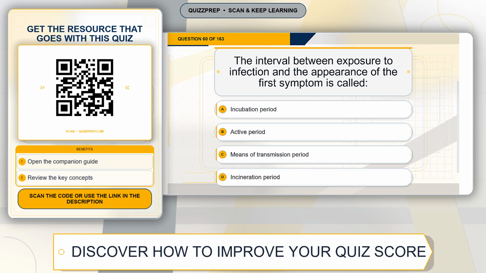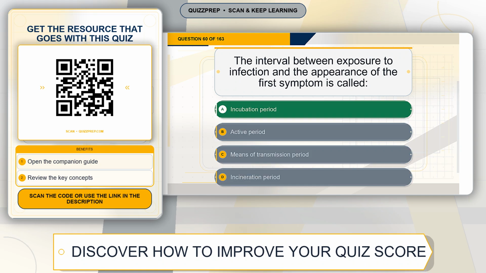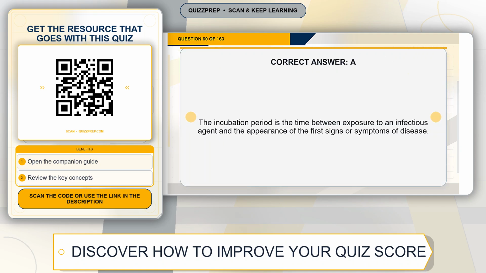Question 60. The interval between exposure to infection and the appearance of the first symptom is called: Option A, incubation period. Option B, active period. Option C, means of transmission period. Option D, incineration period. The correct answer is option A, incubation period. Explanation. The incubation period is the time between exposure to an infectious agent and the appearance of the first signs or symptoms of disease.